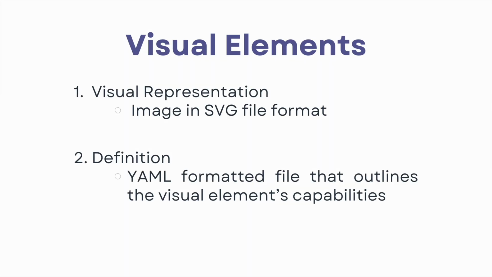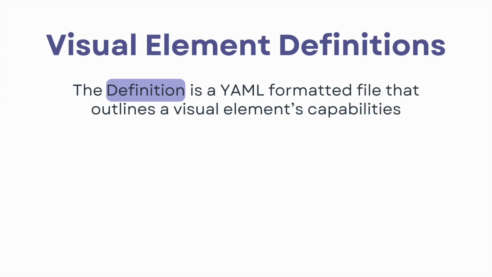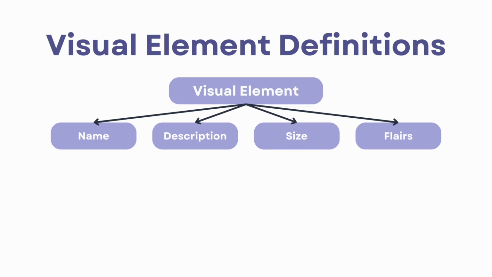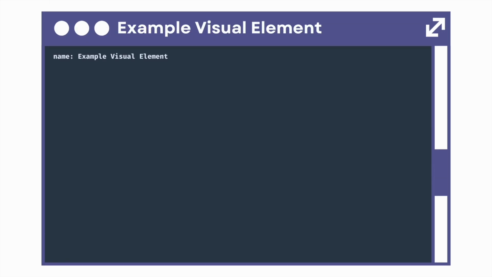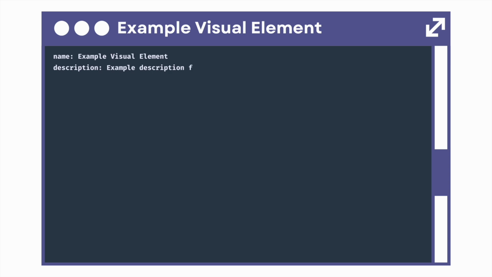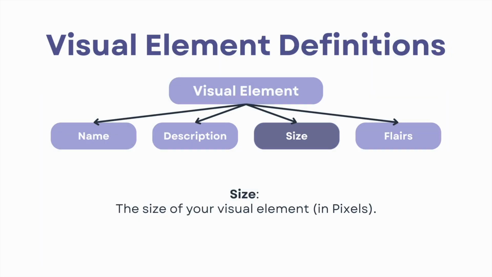Every visual element also has a definition file, which is a YAML formatted file that outlines the visual element's capabilities, which again is very similar to a system definition. The visual definition file has 4 requirements: a name, description, size, and flares. The name field is simply what you decide to name your visual element. The description field will represent a brief description for your visual element. The size field will define the size of your visual element in pixels.